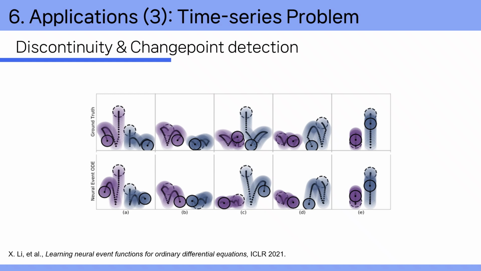Here is some visualization of two bouncing balls with collisions. The neural event ODE model manages to capture realistic motion. It predicts smooth floating behavior and straight trajectories between collisions, closely matching real dynamics.